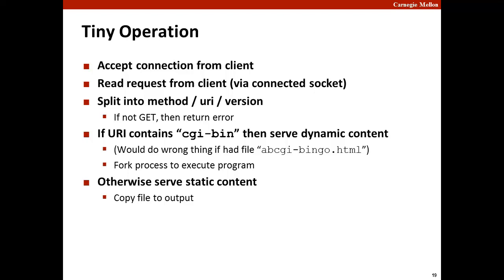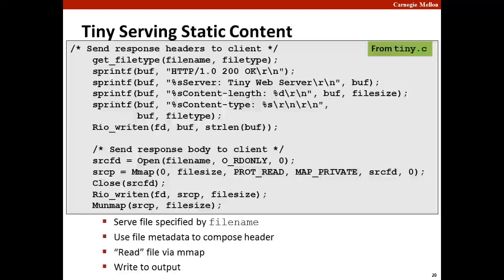If it doesn't contain CGI-bin, it looks for it and tries to serve it to you. If it does contain CGI-bin, it assumes that what you're naming is a program that should be executed. It runs that program and sends you the output of that program. It uses that program to generate dynamic content. Does that make sense?